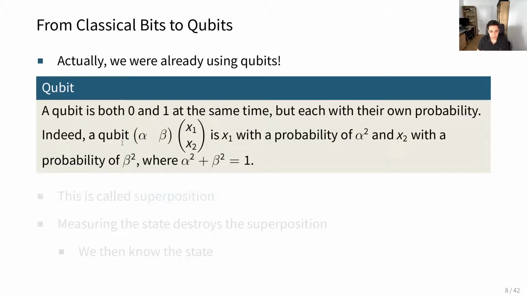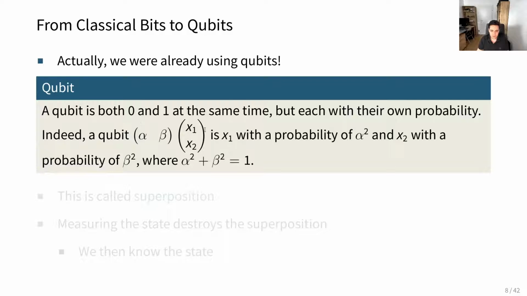If we do this with two vectors, we can think about a qubit being this combination here, where the x1 state is assumed with a probability of alpha squared. This is a weight, we can also say. And this x2 state is assumed with a probability of beta squared. The total probability has to be 1, so alpha squared plus beta squared has to be 1. This generalizes also to more probabilities, as we will see later, but this is the simplest case with just one qubit.